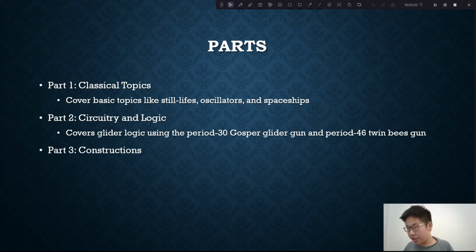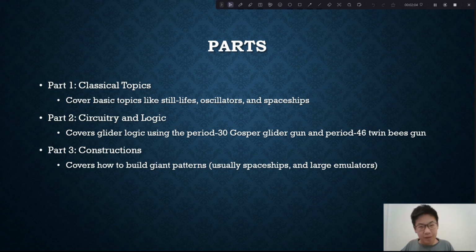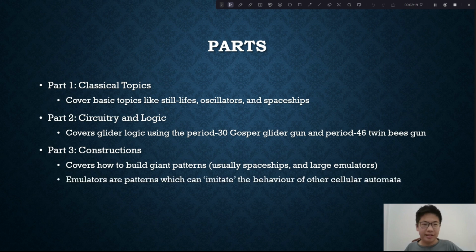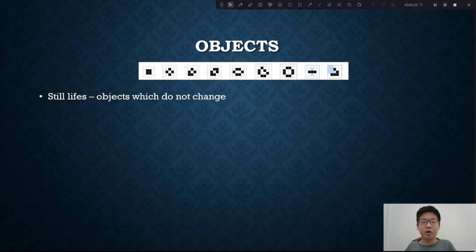And obviously part 3 covers how to build giant patterns. Yes, patterns with more than 1 million cells have actually been constructed. These are usually spaceships, really big ones called macro spaceships, and large emulators. If you're wondering what an emulator is, it is a pattern which can imitate the behavior of other cellular automata.